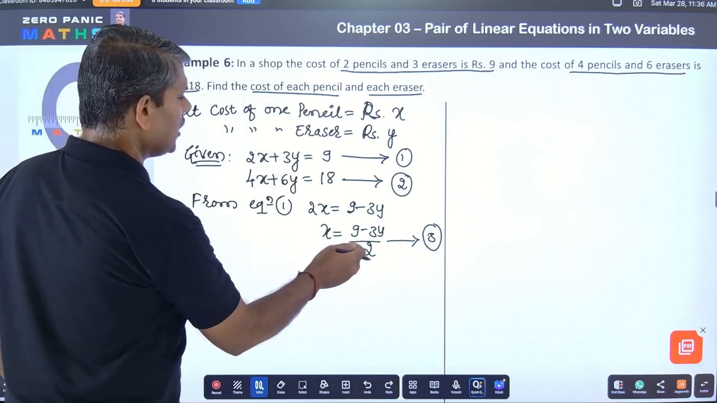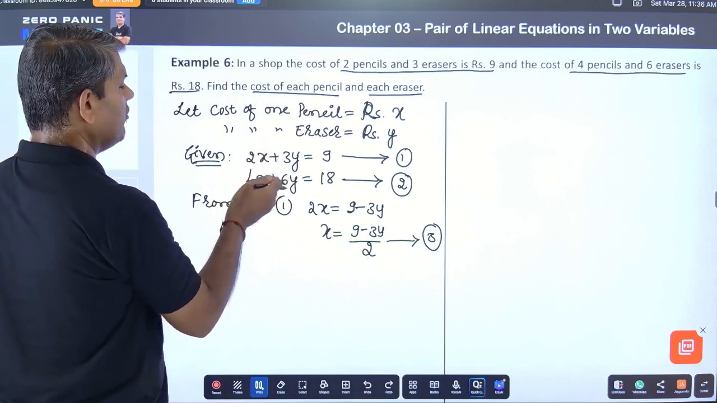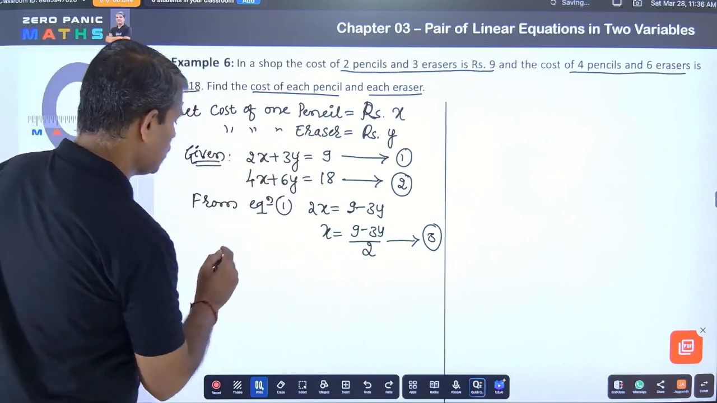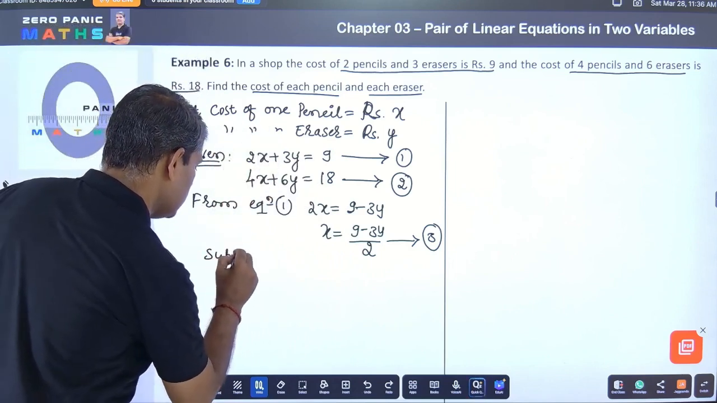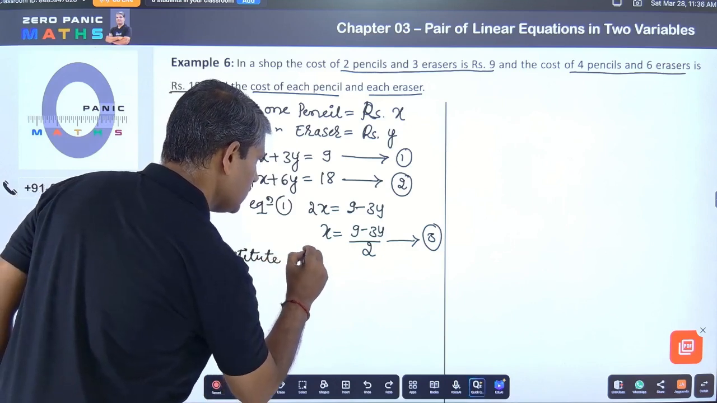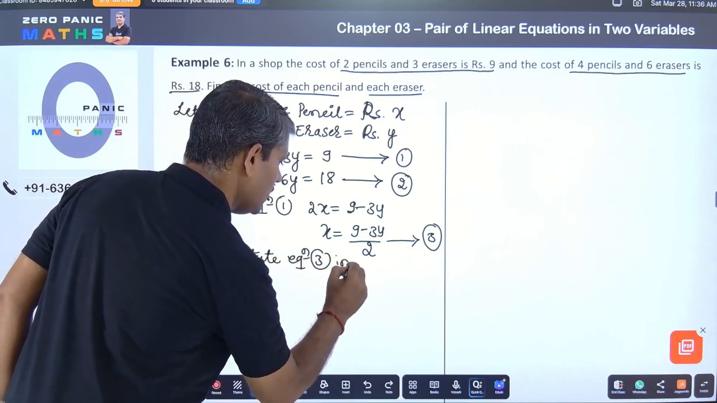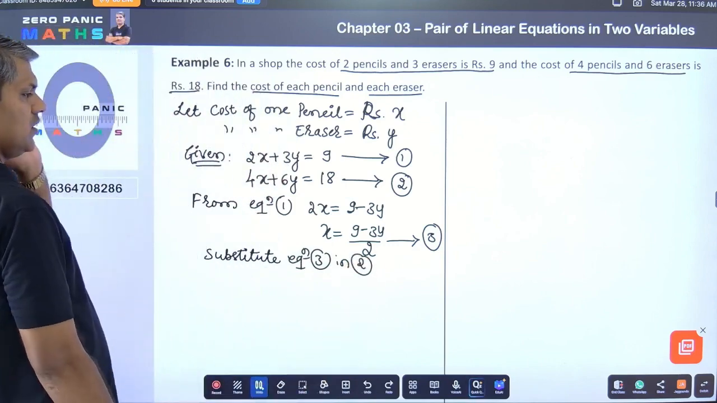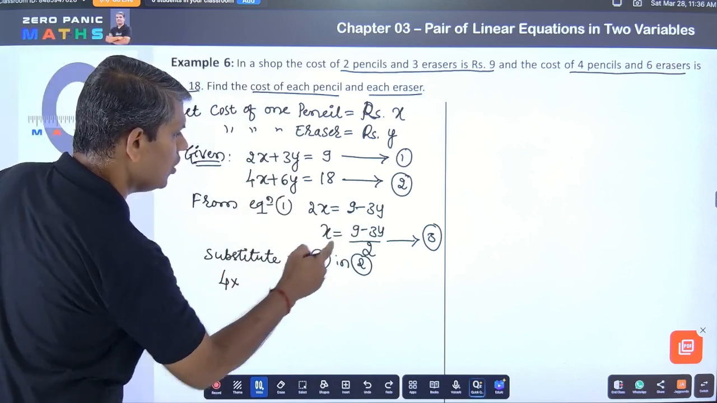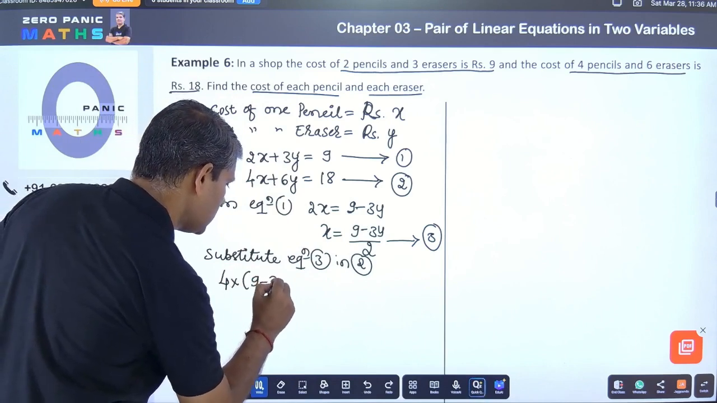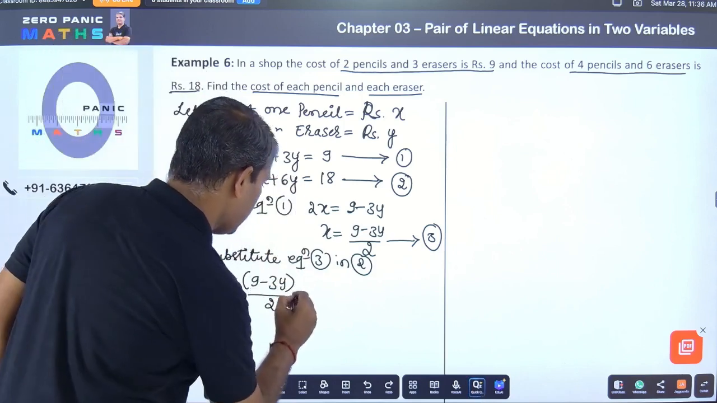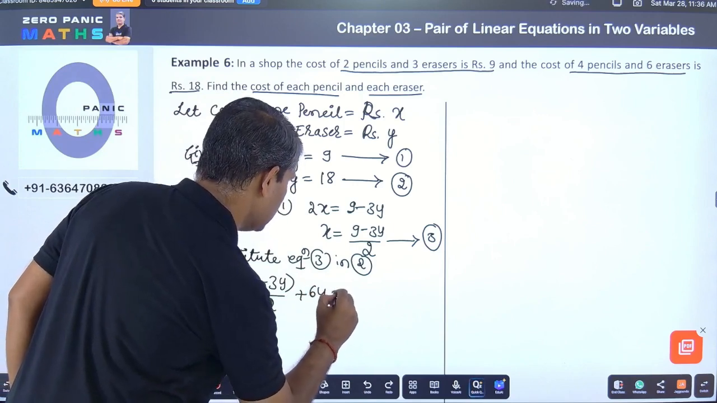Okay, and substitute equation 3 in equation 2. Because I've derived x from equation 1, I'll put it into equation 2. Substitute equation 3 in 2. So in place of x I will put that. 4 into 9 minus 3y divided by 2, plus 6y is equal to 18.